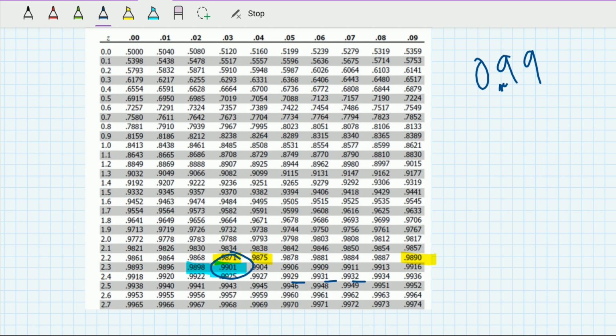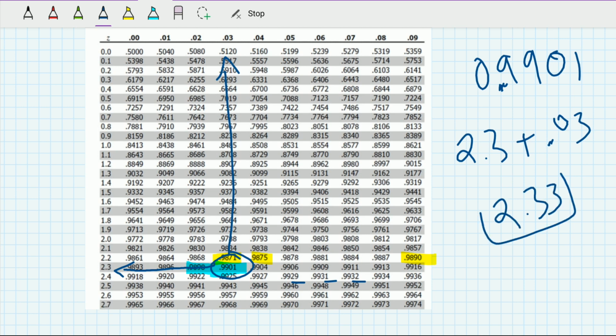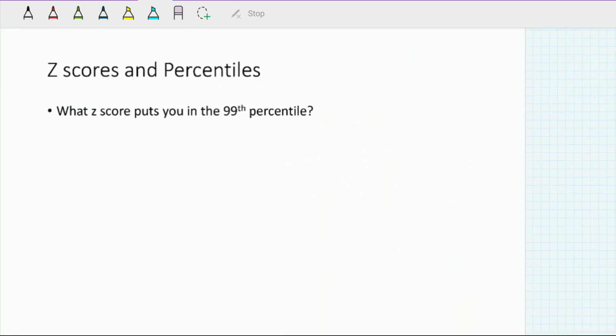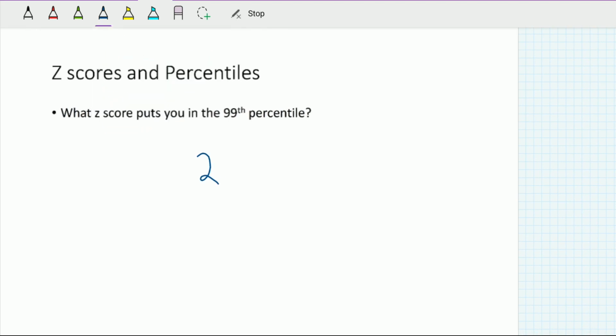And so now look at your z-score table. How do you read that? What z-score would give us 0.9901, okay? So you got to look. Okay, so it's the 2.3, and then it's the 0.03. And so basically, you would just go ahead and add those two, and that's how you mash them back together. So it'd be 2.33. So that'll be your z-score, okay? 2.33. So what z-score puts you in the 99th percentile?